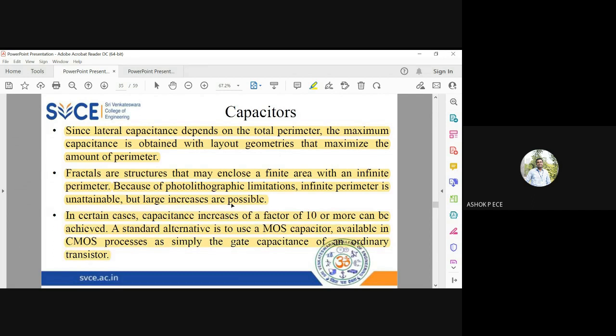One simple alternative is to use MOS capacitance. You know, in a MOSFET, you have a capacitance effect at the gate itself, right? So I can use that gate capacitance also for whichever applications demand it.